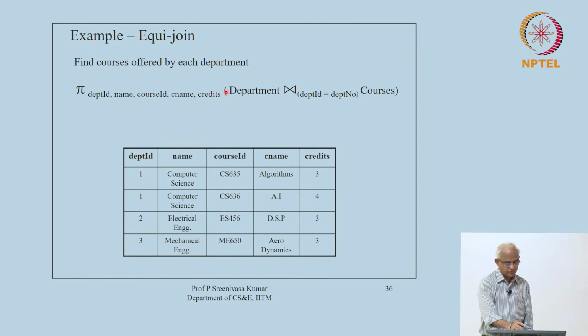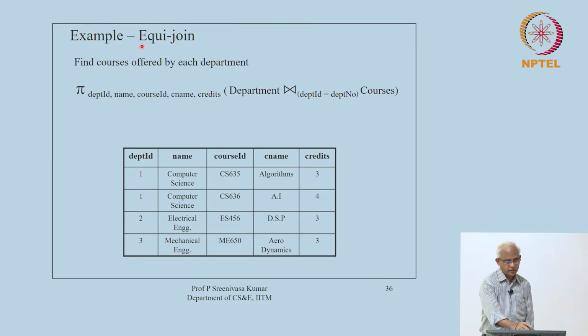So here is an example of equi-join. Find courses offered by each department. So we want to find the list of courses offered by each department. Each department offers several courses. In our example data, we had only 4 courses, and 2 of them are offered by the computer science department, the other are offered by electrical, and the third one is offered by the mechanical engineering department.